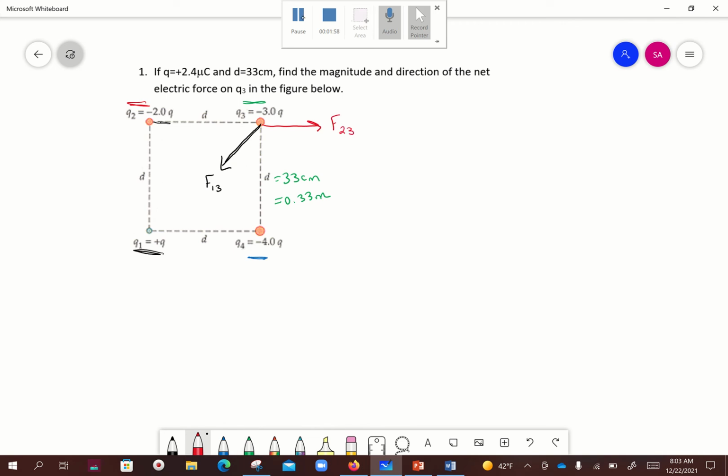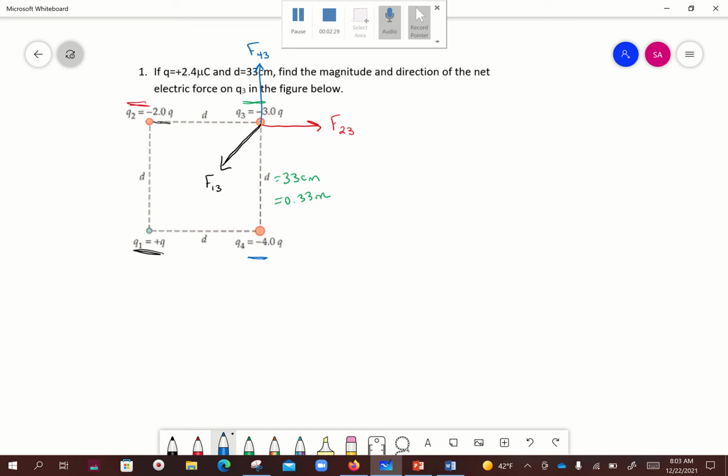And then the last one is 3 and 4. I've got two negatives, so again it's going to be repulsive. My color is going to be blue this time. The force between 4 and 3 is going to be directly straight up. All right, so I've got my arrows. Now I need to find my numbers.